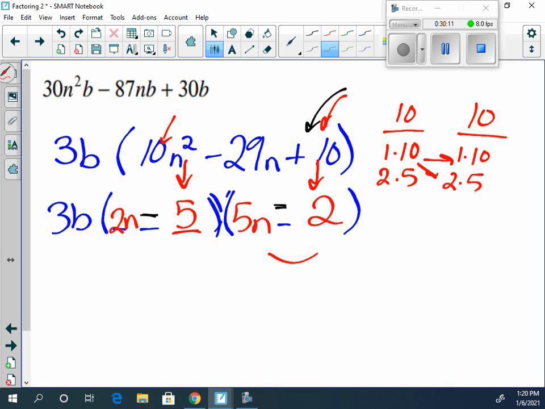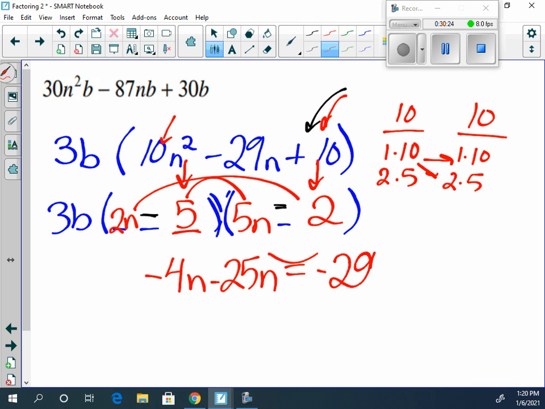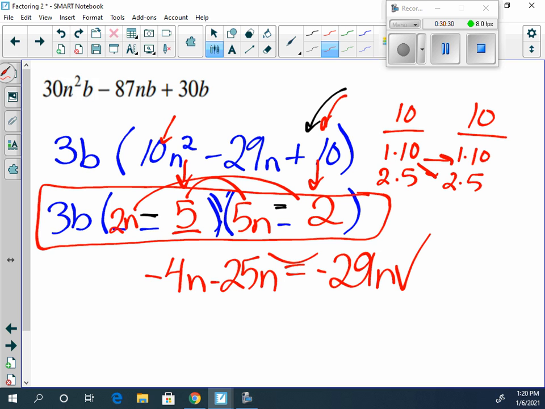And we can check this here. 2n times negative 5 would be negative 10n. 5n times negative 2 would be negative 10n, which gives us negative 29n. That's what we wanted. And this here is our answer.